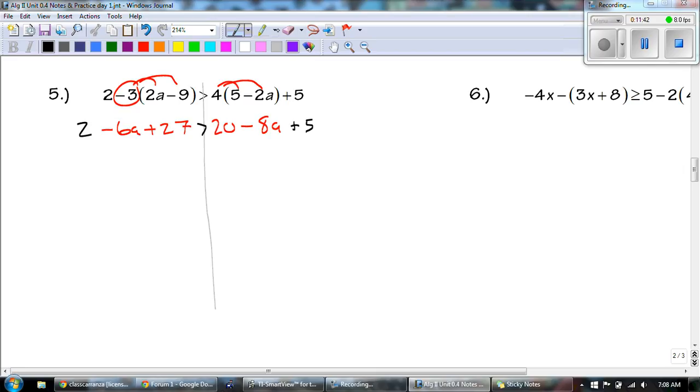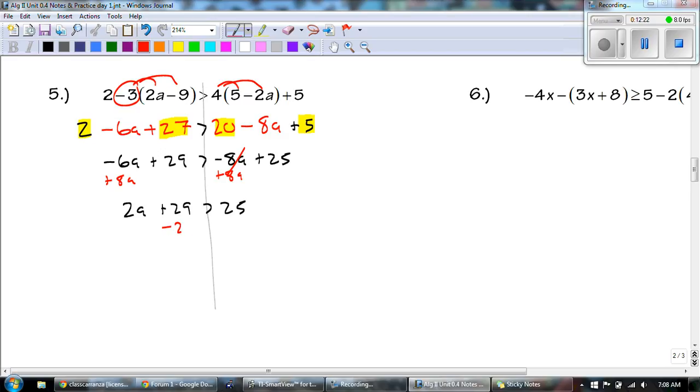Okay, so on each side, we're going to want to combine our like terms. I'm going to put that negative 6a out front. Plus 29 is greater than negative 8a plus 25. So yesterday or the day before, we were talking about moving your smaller variable. And the reason we do that is for the inequalities, because now if I'm moving the smaller variable, this is now a positive 2a. So when I divide, I'm not going to be dividing by a negative, and I'm not going to have to flip the sign.